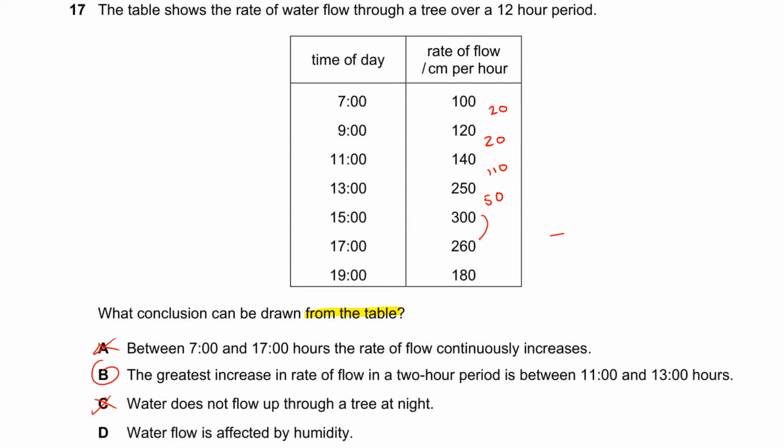Option D says water flow is affected by humidity. Now, this is why I highlighted from the table, because the table never talks about humidity. It only talks about the time of the day. So while this option is true in general, it's not from the table, so it's incorrect.